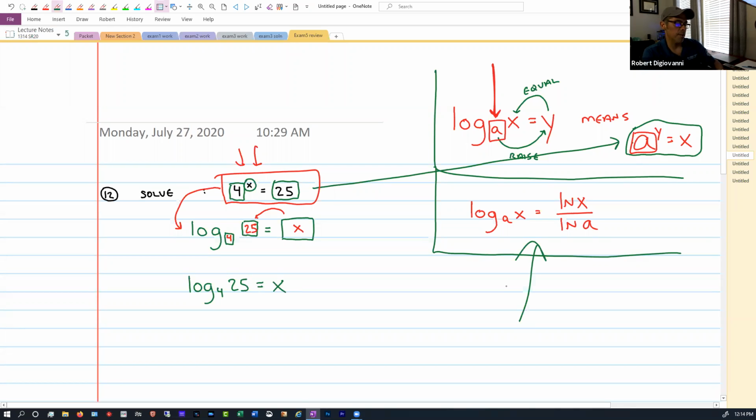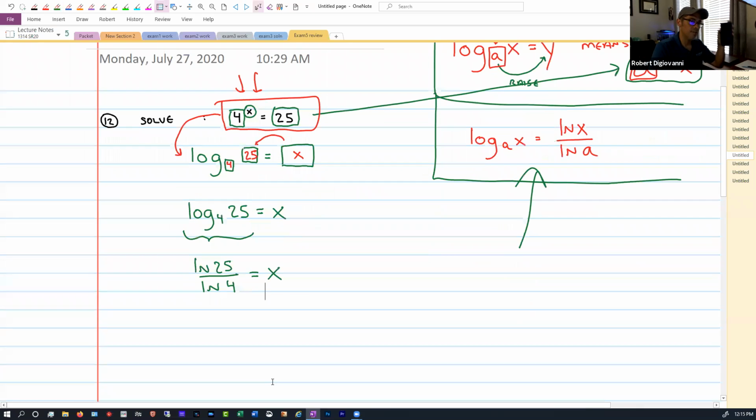Now we go to this formula. This formula says that we can convert the left side into the natural log of 25 over the natural log of 4, and that should be equal to X. So this is where I get my calculator out, and I make sure I know where my natural log key is. And you should get here 2.32 equals X.